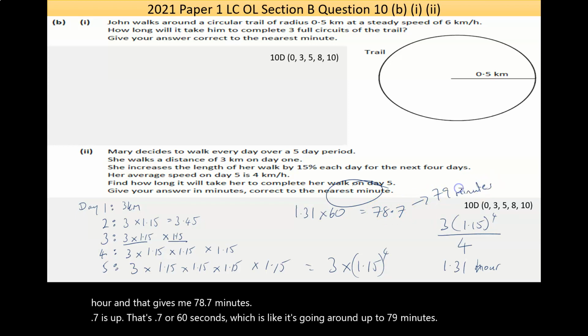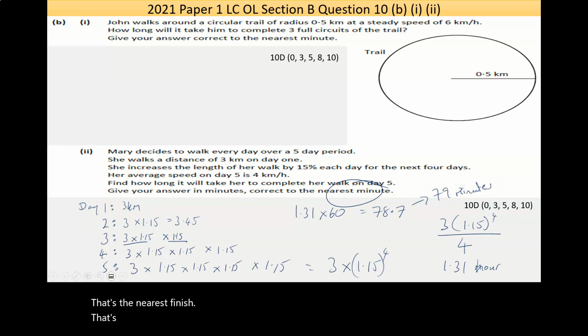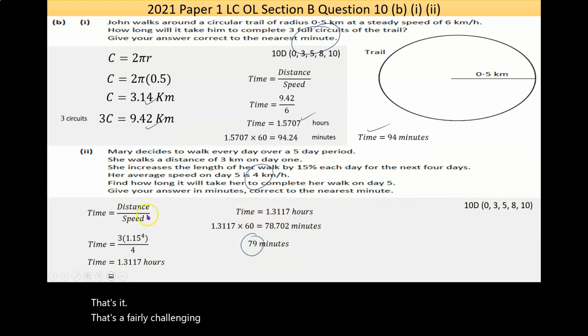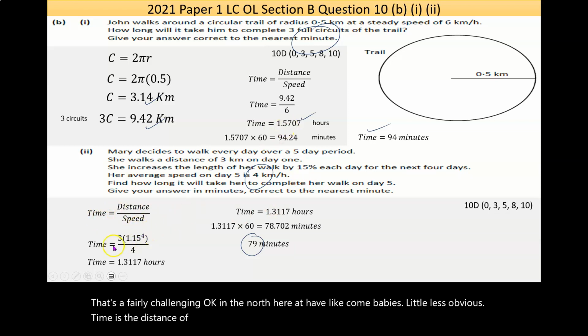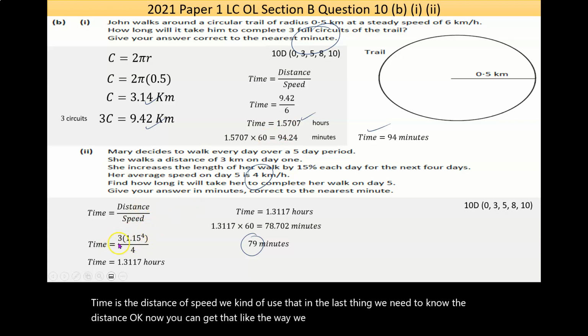That's the nearest minute. And that's it. Now, it's a fairly challenging question. In the notes here, it's a little less obvious. Time is equal to distance over speed. We kind of used that in the last thing. We need to know the distance. You can get that the way we did, but I'm being a bit cleaner here.